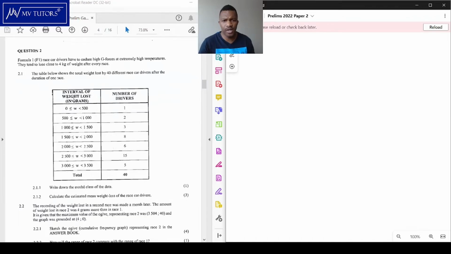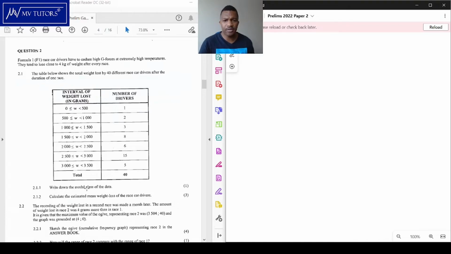The table shows the total weight loss for 40 different race car drivers after the duration of one race. Now, what I can notice here is that it's given in grams, not kilograms. Remember, the ratio between a gram and a kilogram is 1:1,000. So that's why you're seeing such big values. Like they said, they lose close to 4 kg, but it only goes up to 3,500 grams, which is 3.5 kg. But anyway, that's just a side note.